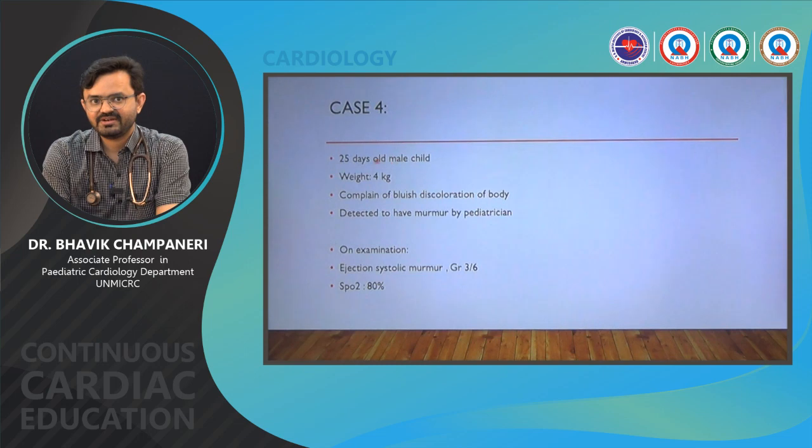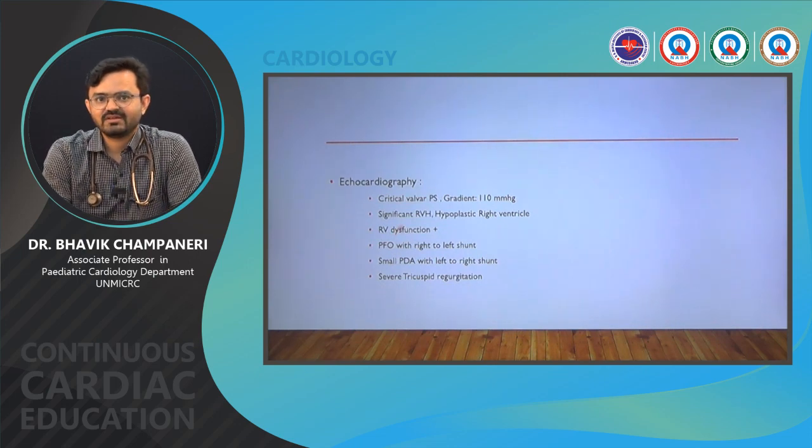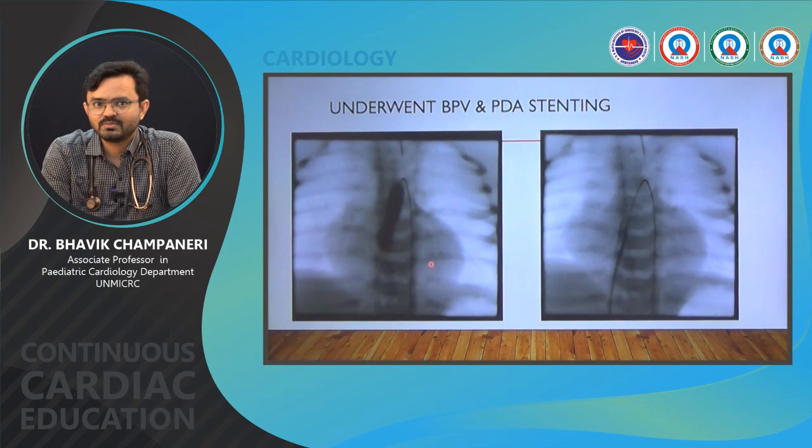It's a 25-day-old male child, weight is 4 kilo. He is very blue and has been detected to have a murmur by the pediatrician. SpO2 is around 80%. Echocardiography diagnosed a critical valvular PS, gradient was 110, significant right ventricular hypertrophy with hypoplastic right ventricle, RV dysfunction is there, PFO is exclusively right to left, and there is a small PDA with severe tricuspid regurgitation. So the patient was taken for balloon pulmonary valvotomy.